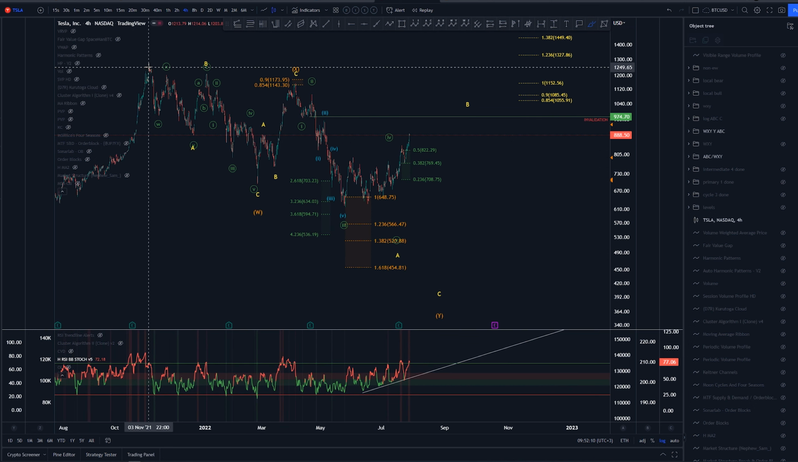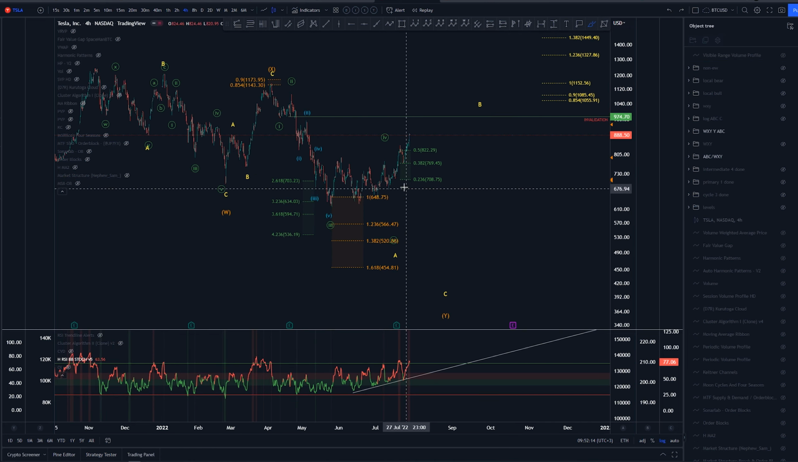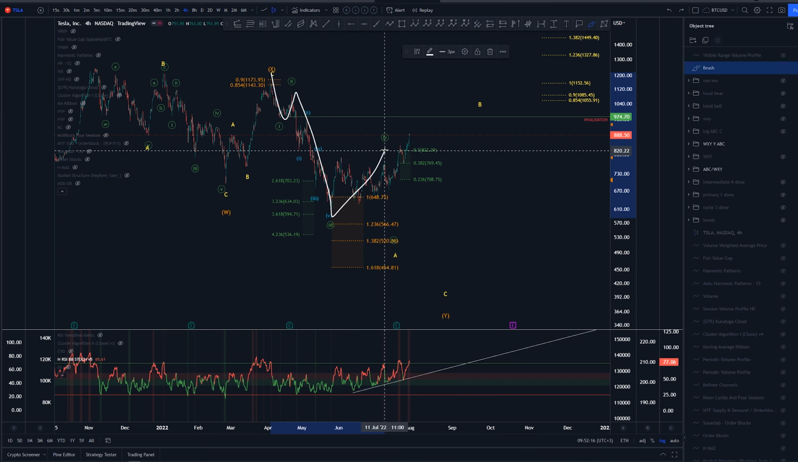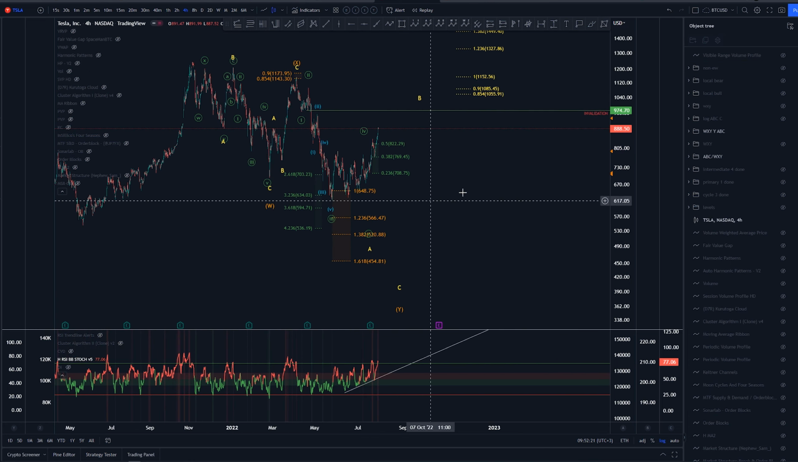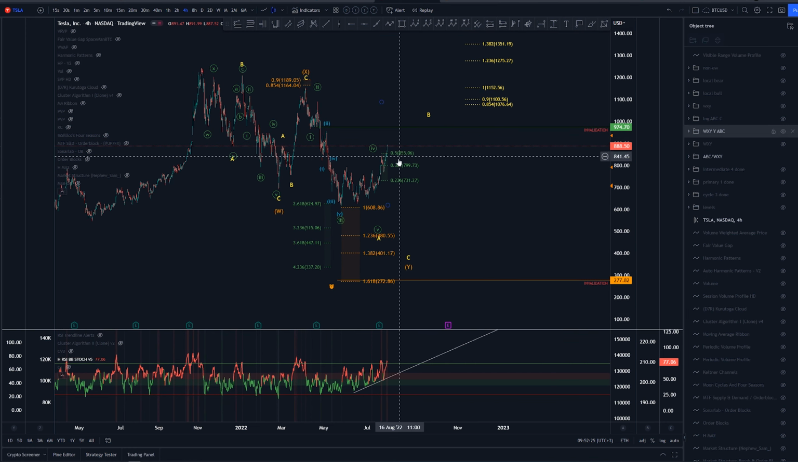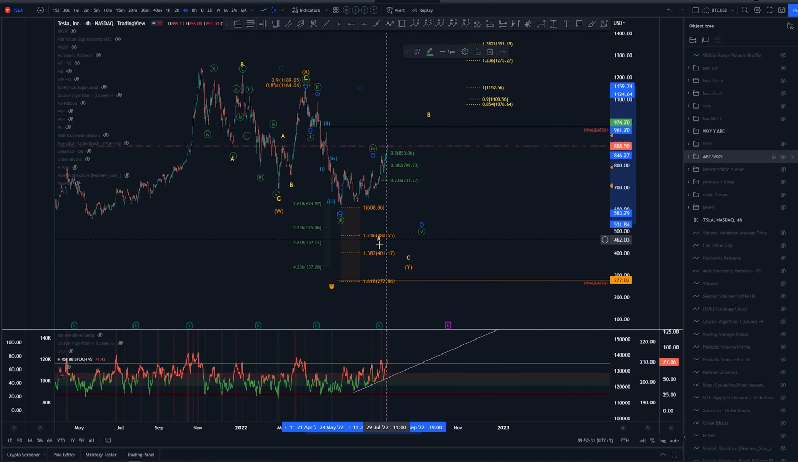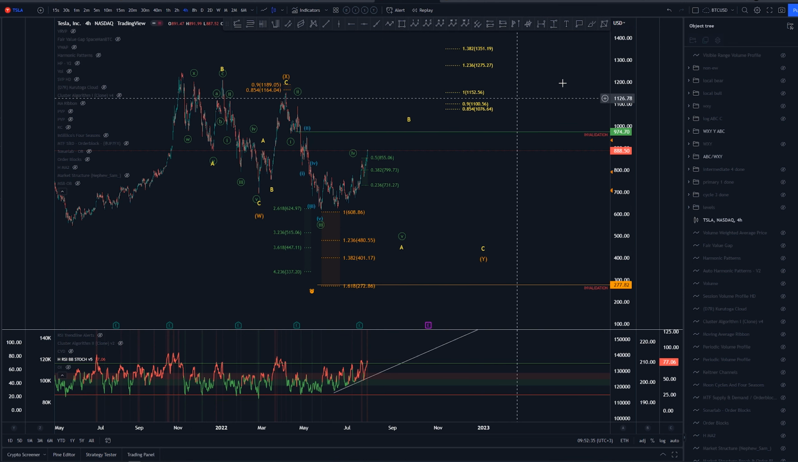The other idea is that we have again ABC into W, ABC into X, and then instead we would have this as 1, 2, 3, 4, and 5 for the A wave, and then and only then we would be looking for a B wave after this pump or after this dump here. I haven't updated this for a bit, so there we go.